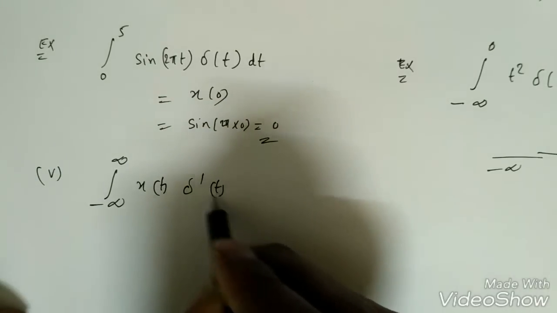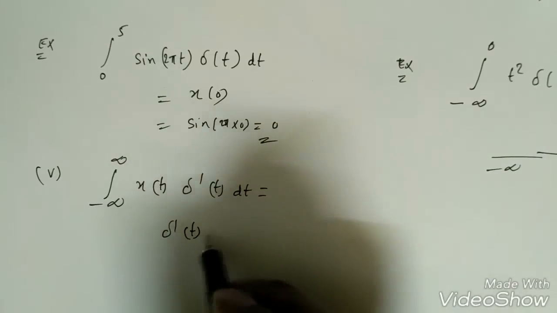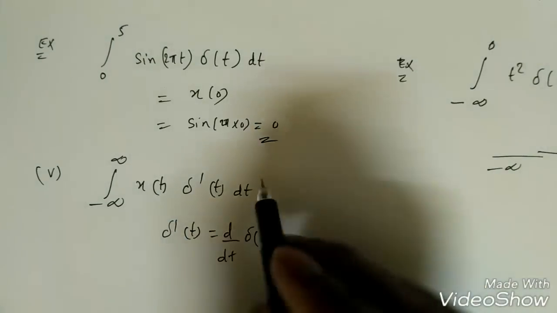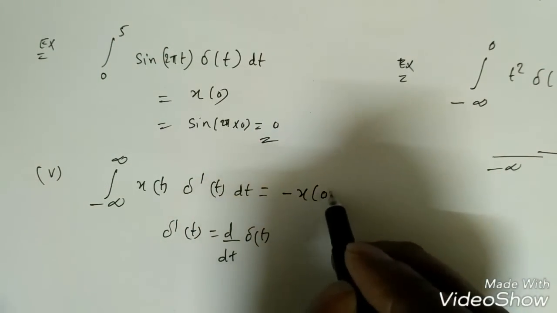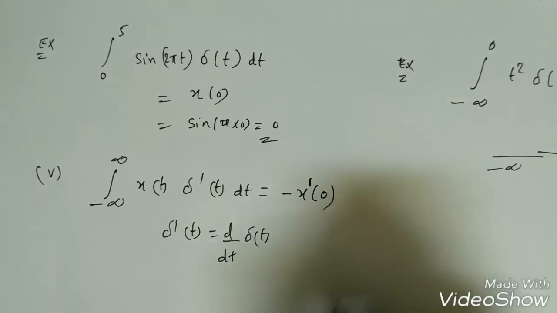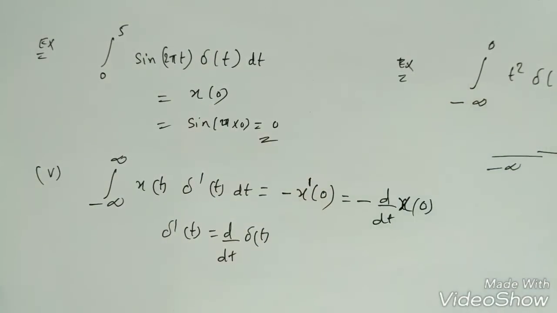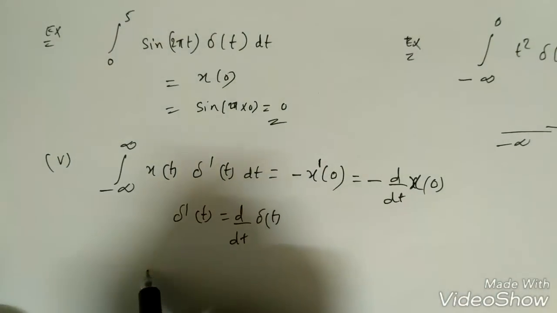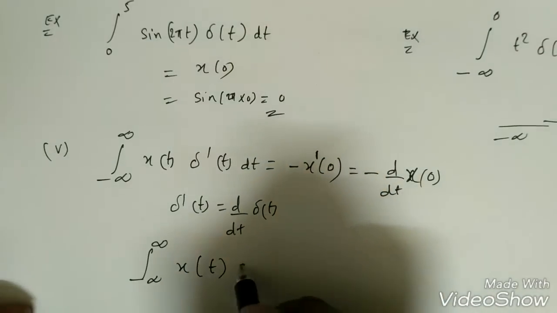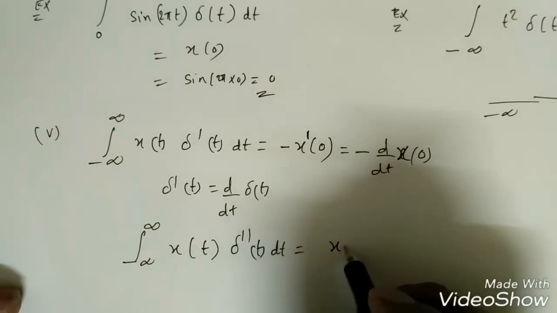Next property in integration only, so the fifth one. If we integrate from minus infinity to infinity x of t, suppose this is del dash of t dt. Del dash of t is nothing but d by dt of delta t, differentiation. So what we will get is minus x of 0, right? One time differentiation we should do, or we can say minus of d by dt of x of 0. Suppose if I integrate double, that is minus infinity to infinity x of t del double dash of t dt, we will get one more time means x double dash of 0.